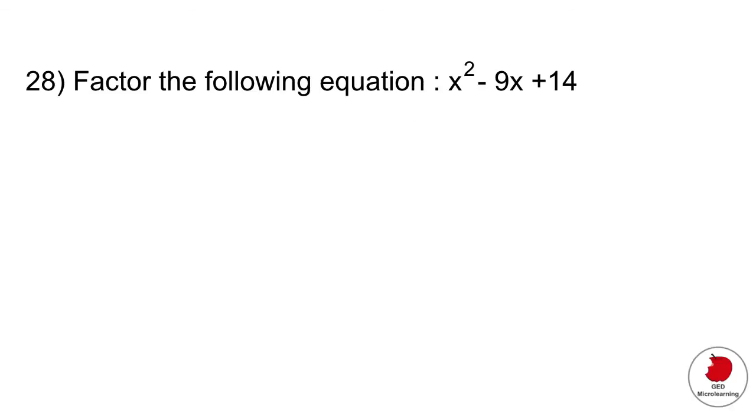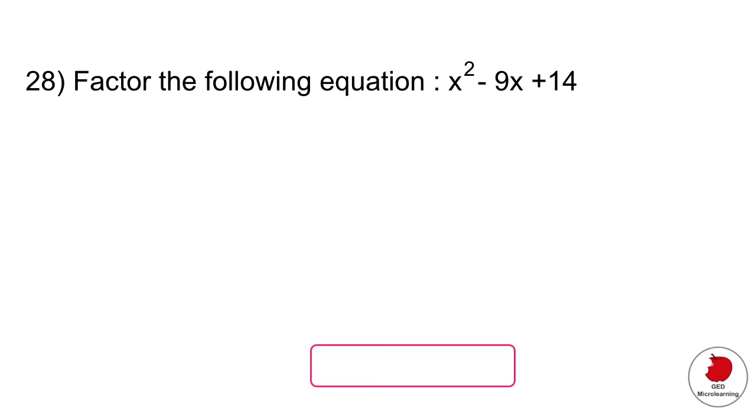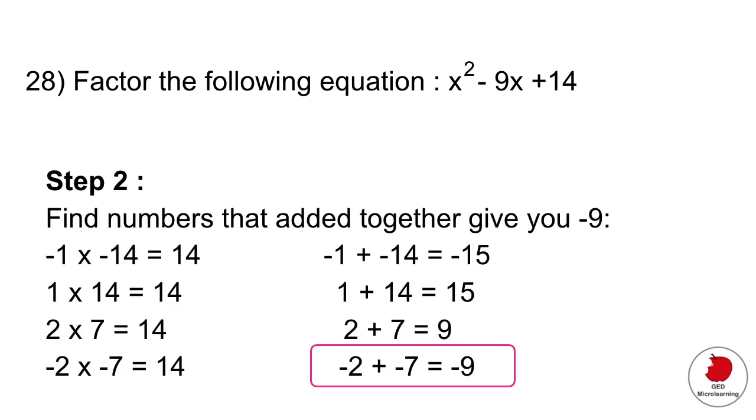Okay, so if we go back to the problem, it asks us to factor this equation. Step one, once again, we're going to find those numbers that multiply together to give you positive 14. And then step two is to find out of those numbers that you multiplied together that give you 14, which numbers added together give you 9. And it's actually these two numbers at the bottom.